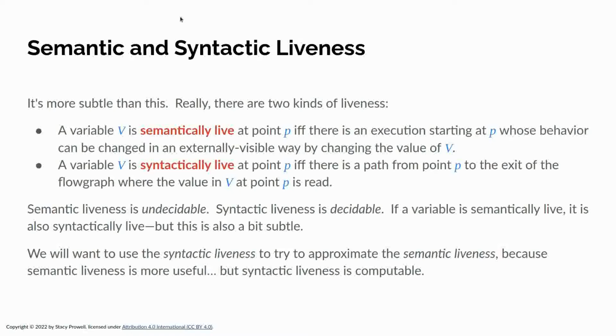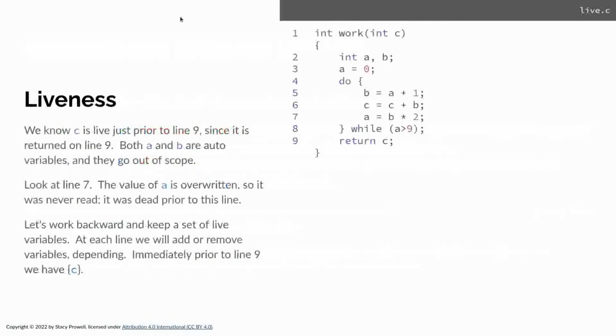All right, so we're going to use syntactic liveness to try to approximate semantic liveness, because that's what we're trying to get. What does that look like? Here's some code, not super complicated. I've got a little function called work that takes a single argument C. I declare some local variables A and B. I set A equal to 0. I do a loop here while A is greater than 9, not initially. So what's going to happen here? Well, I come in and do some stuff with the variables, and then I return C. Without knowing anything else about it, I want to just apply a dumb algorithm and get through my day.